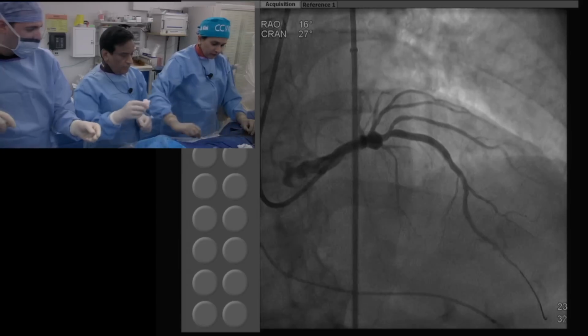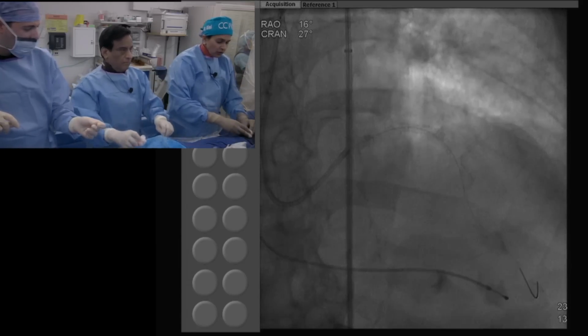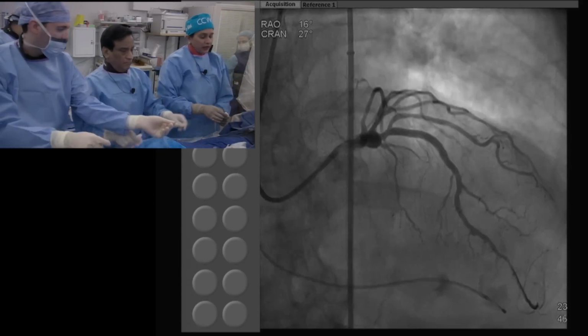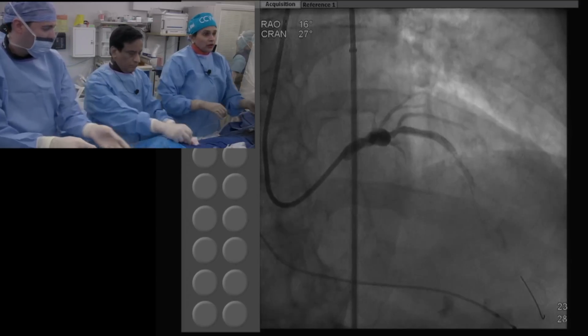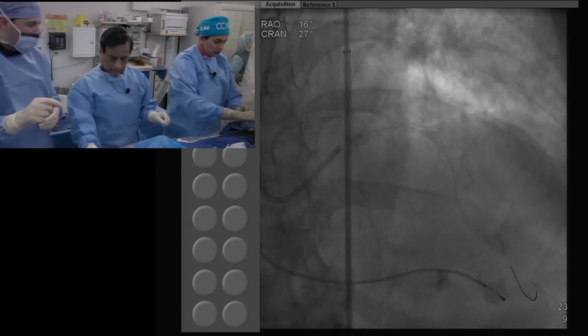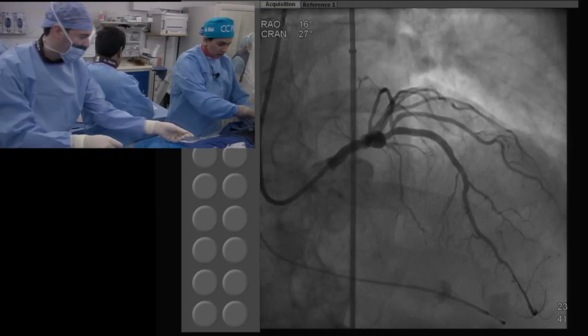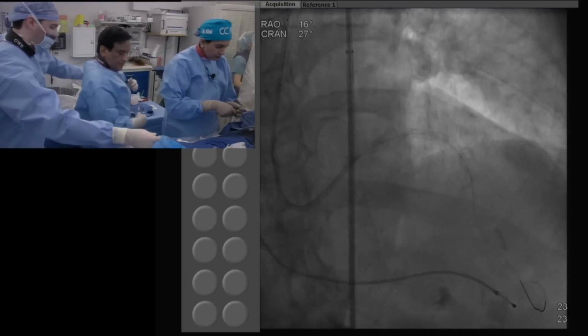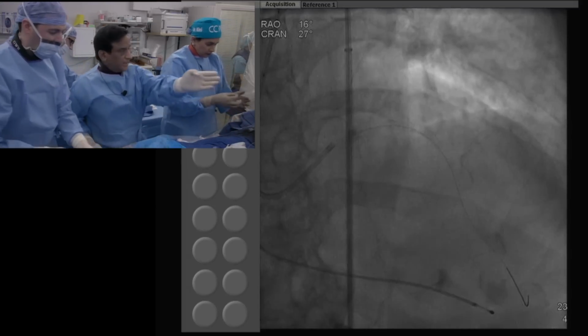Go to the caudal view. Same view, not caudal, which was like a crazy 58 LAO and 19 caudal. And your 3.0 balloon separate, right? Okay, bring the screen down.